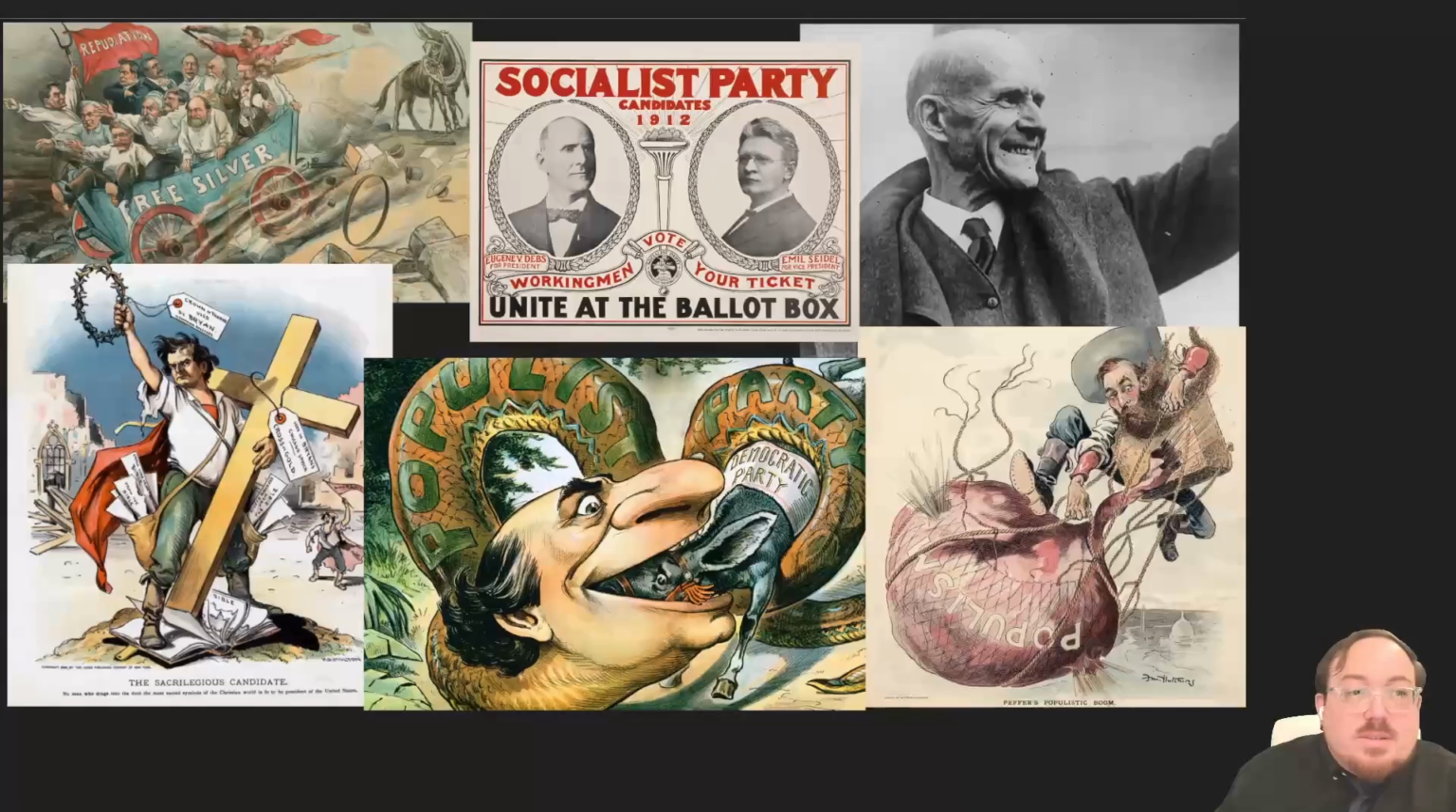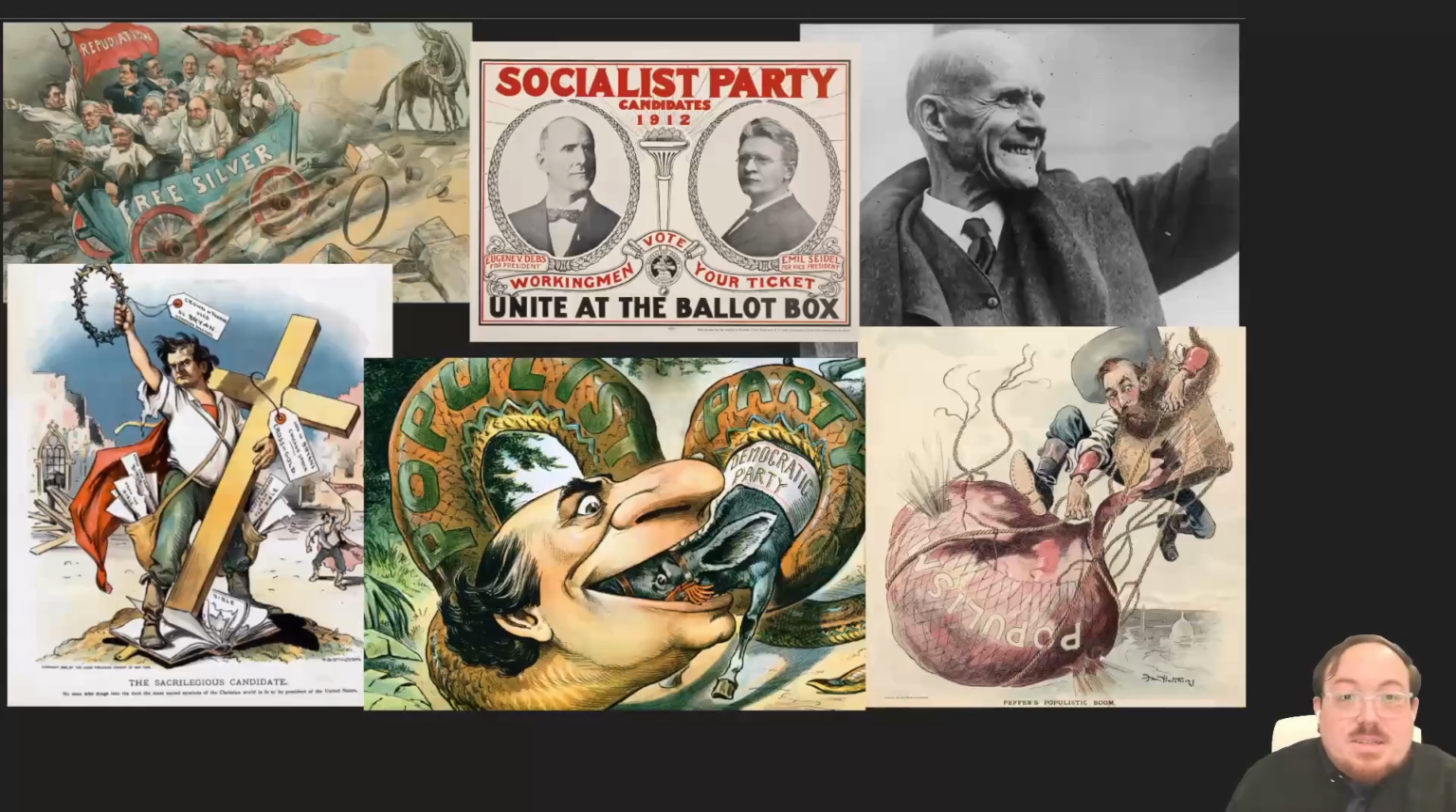And it created this sort of sacrilegious candidate view of him because he's using Christian imagery and biblical imagery to talk about government and policy, which at one time was considered a very bad thing. And you also have this image of Bryan as a snake and the Populist Party consuming the Democratic Party, which is symbolized, and still today symbolized, by a donkey.